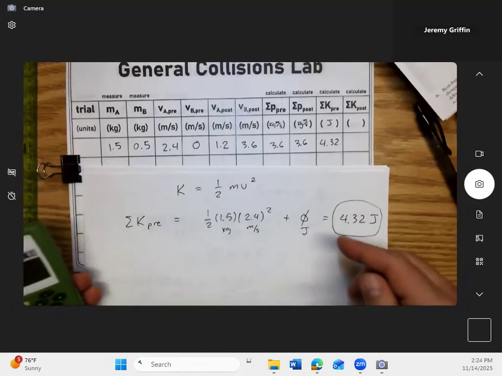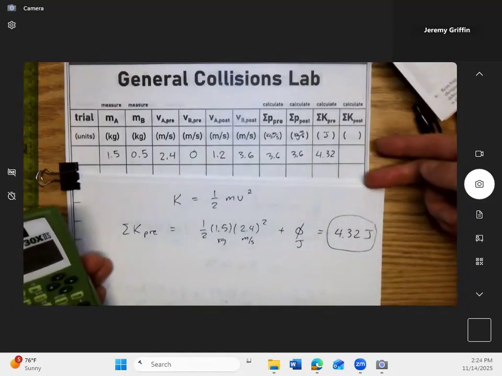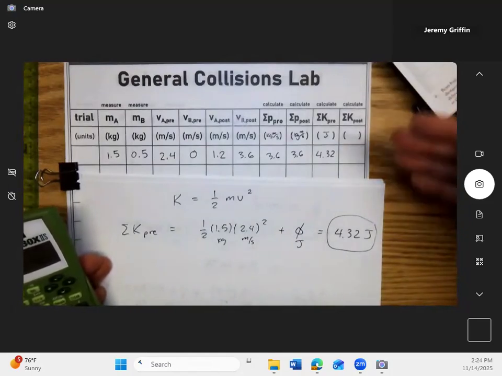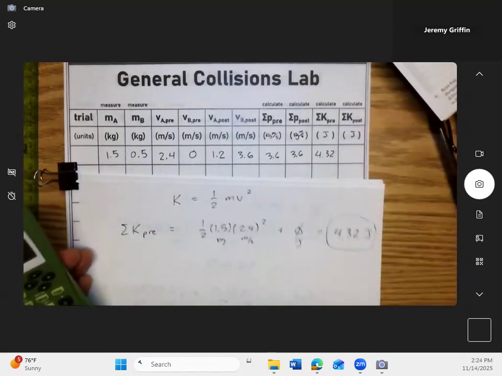Now, if this is truly elastic, then kinetic energy ideally should be conserved. You either found that today or it maybe decreased a tiny bit, but it should be fairly comparable. Let's see how my numbers play out.